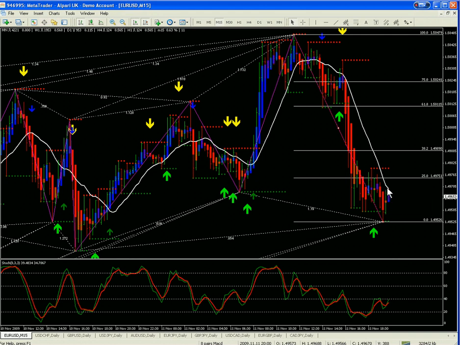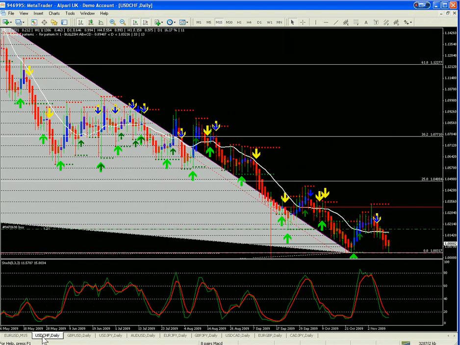We don't have price above the 15-period moving average, still below it. We have to wait. So in this pair, we would turn away from it. It's not ready for a trade. We need to go find a trade someplace else. So we'll go look at the Swissy and see if there's a trade there in the 15-minute period.